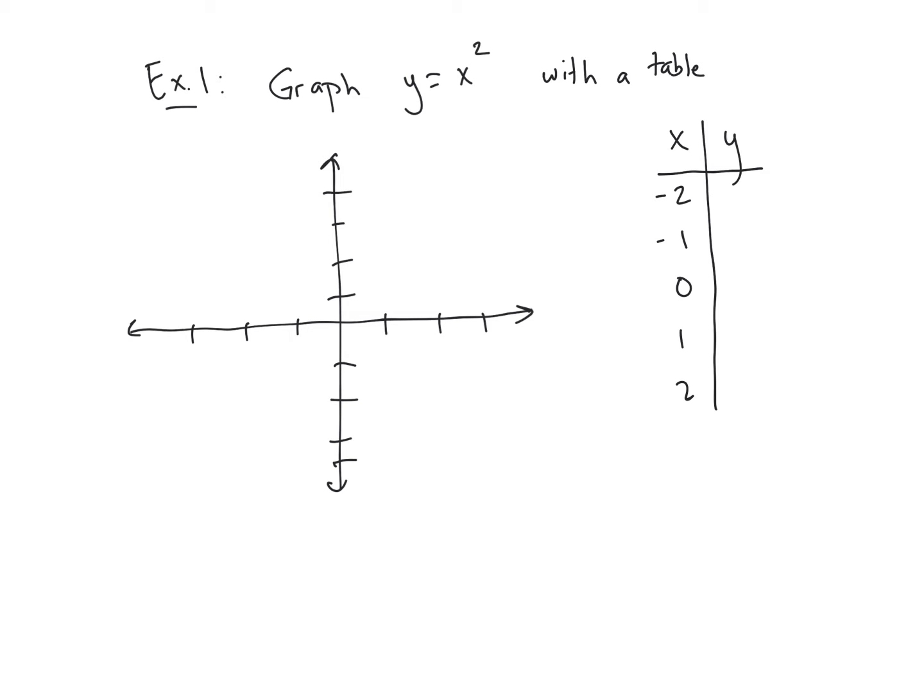And then I'm just going to evaluate that equation for each x. So for example, I'll start with -2. So y equals (-2) squared. And (-2) squared means -2 times -2. -2 times -2 is a positive 4, right?